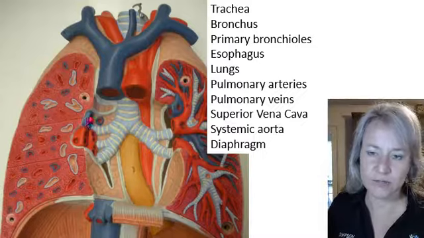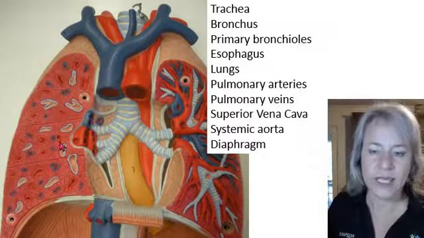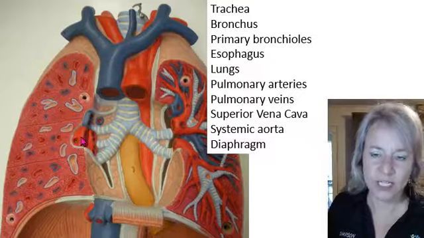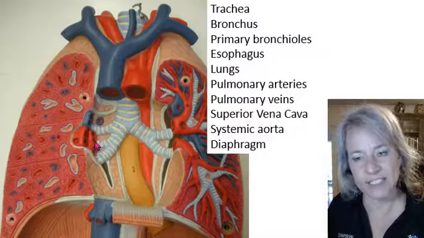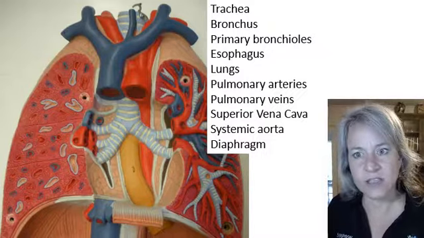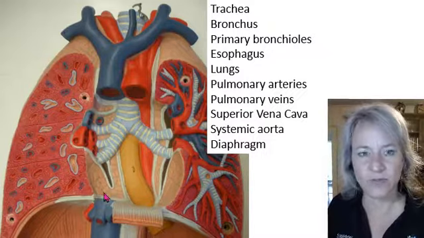So that's going to be the pulmonary arteries. And these are taking the oxygenated blood back to the heart. So this is the pulmonary veins. So you see all of this stuff that I can ask you from a model.